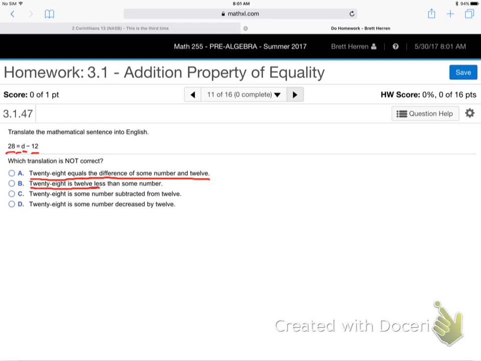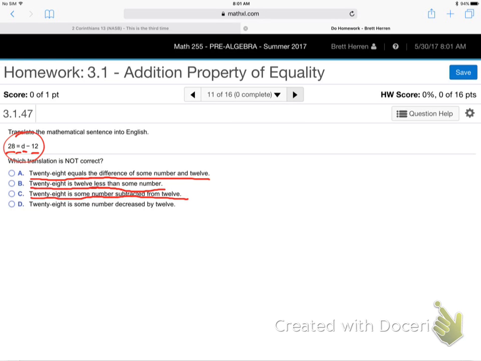28 is 12 less than some number. That's also right. That's what this is saying, right? 28 is 12 less than some number. Now what is this one? 28 is some number subtracted from 12.